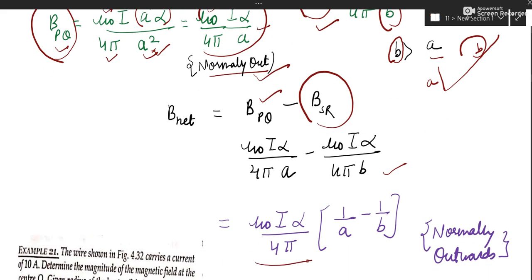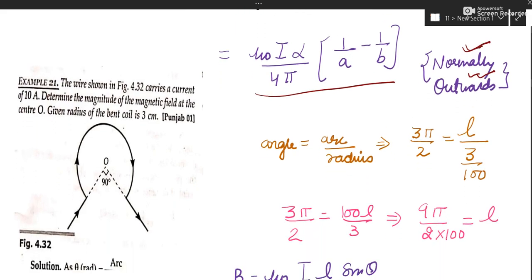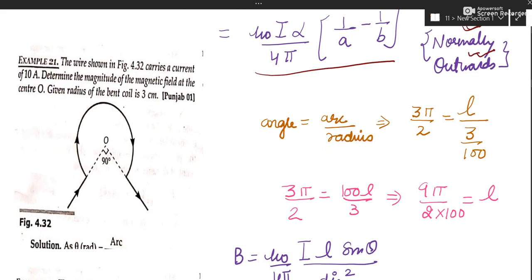And while reporting the answer, this is the magnitude. You'll have to mention the direction once again. And whichever you have kept first, that direction should be mentioned as the net field's direction. Getting to the next question. In this again we have to find out the magnetic field at O.